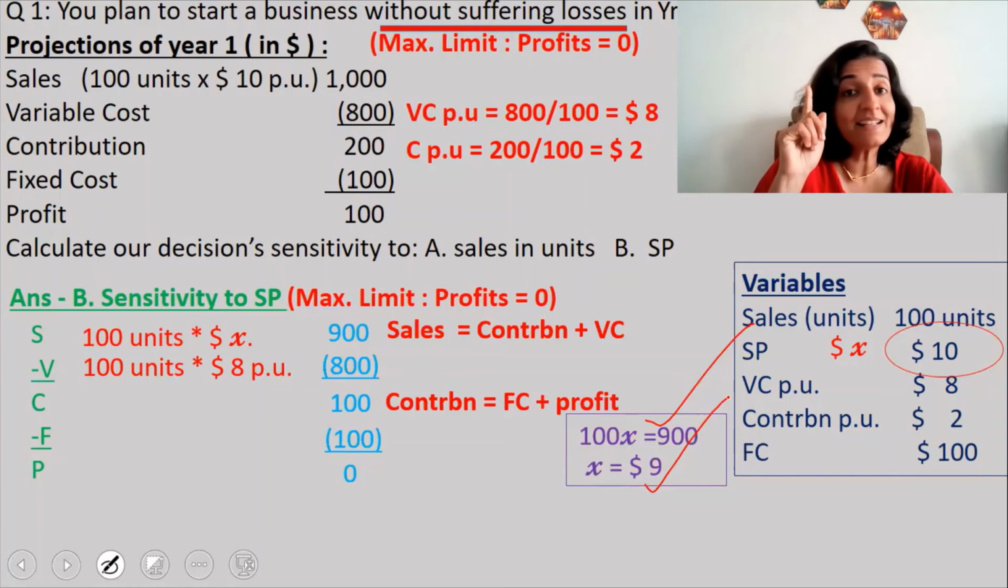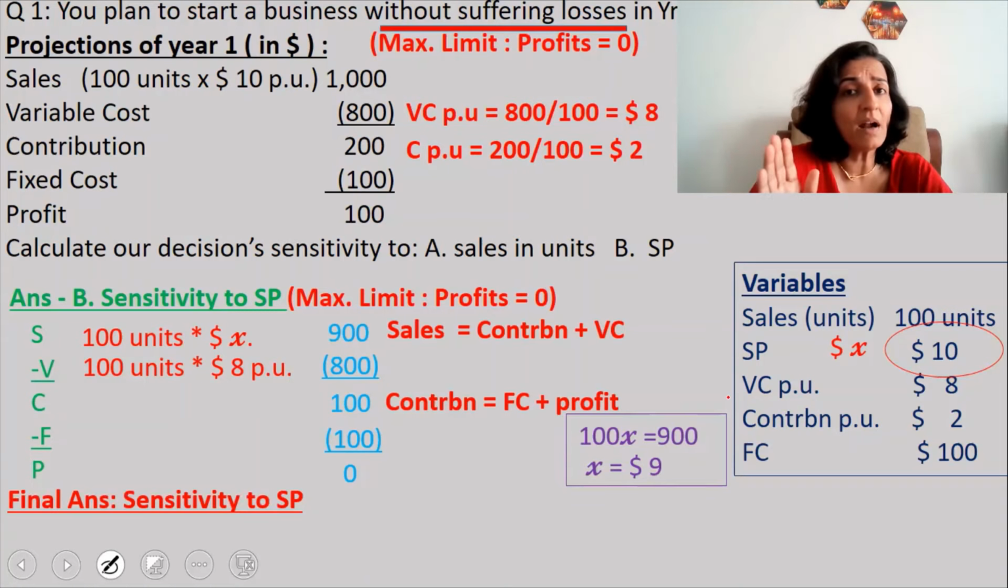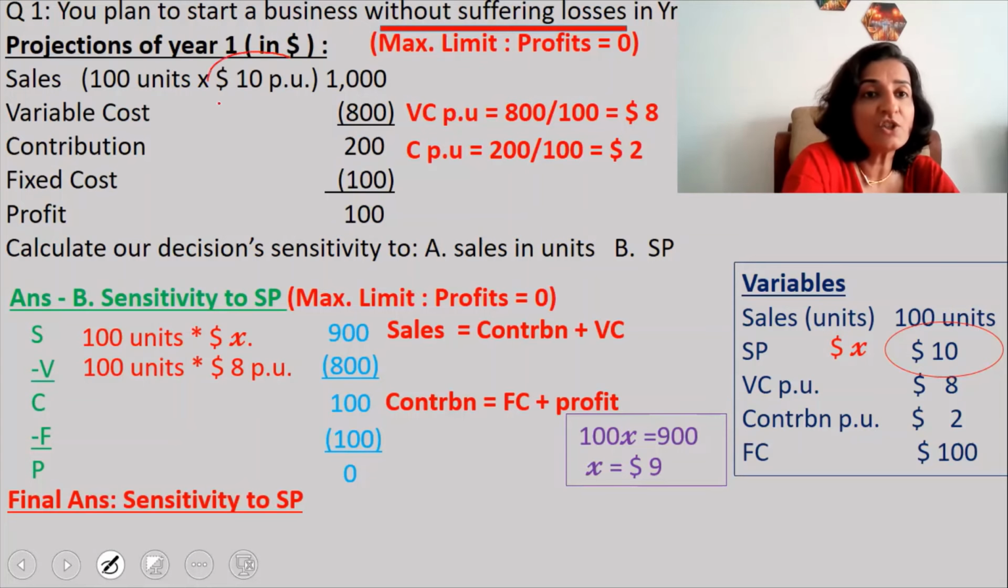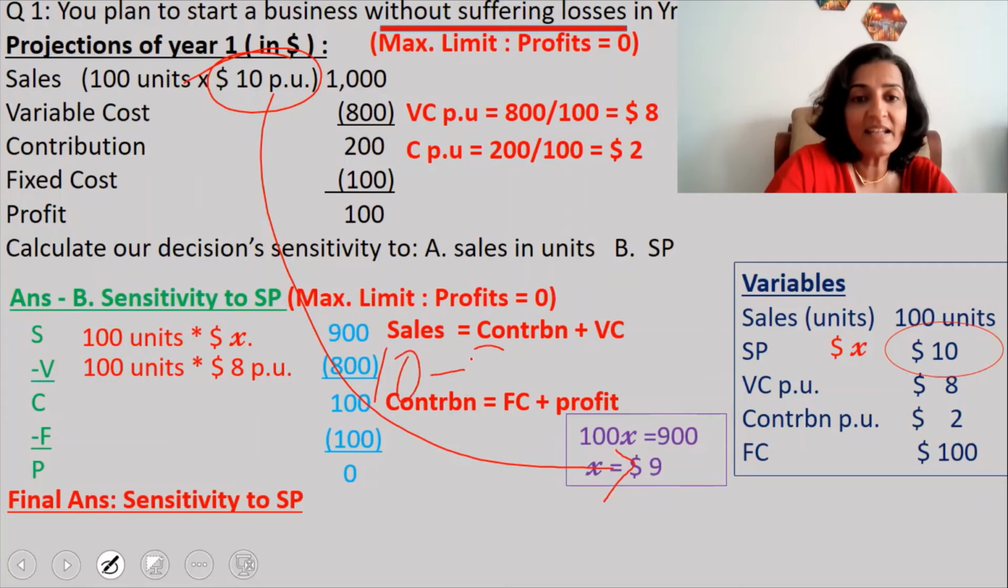So $9 is the selling price at which the profit is equal to 0. So how do we calculate the sensitivity to selling price? Sensitivity is nothing but we have to calculate the percentage of change. So the percentage drop is from $10 to $9. So what is the change? It is 10 minus 9, or it is equal to $1.